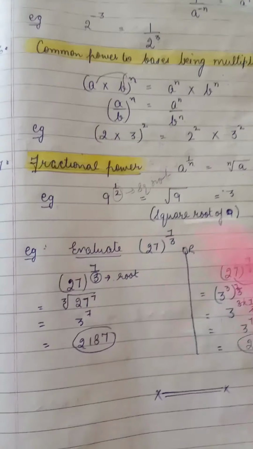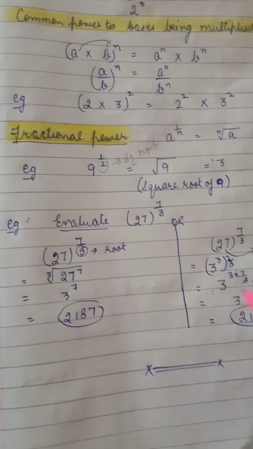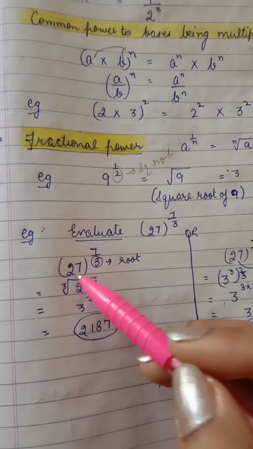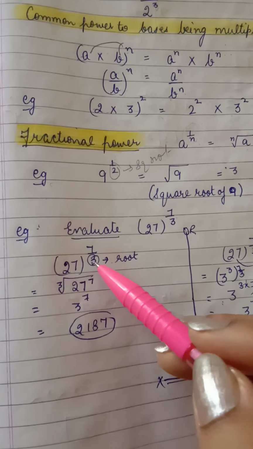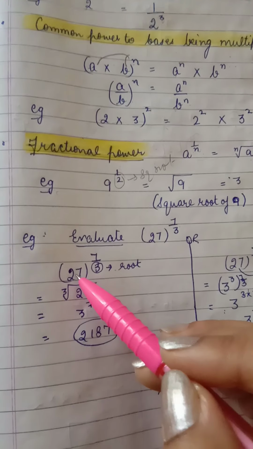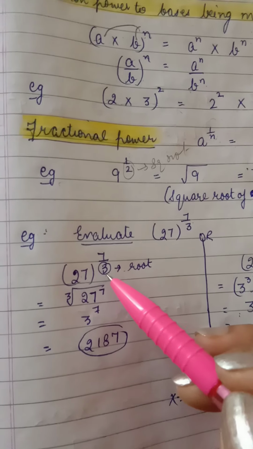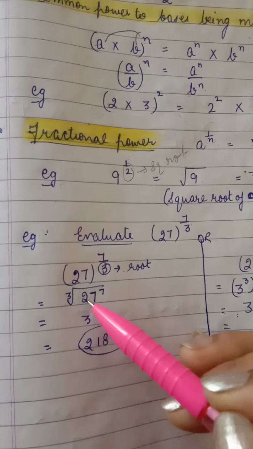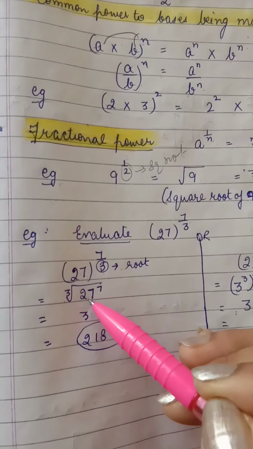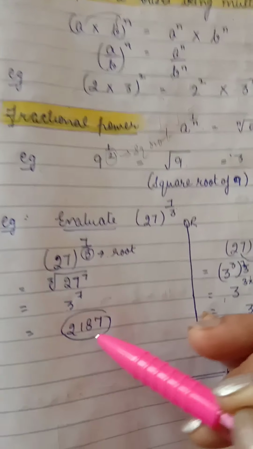Let's see one more example. Suppose we have 27 to the power 7 by 3, and now I'll show you two different ways of solving this. In the first method, the base is 27 and the power is 7 upon 3. Now see, the denominator is 3, so third root, or we can say cube root, of 27 to the power 7. Now, cube root of 27, we all know, is equal to 3, and 3 to the power 7 is equal to 2187.